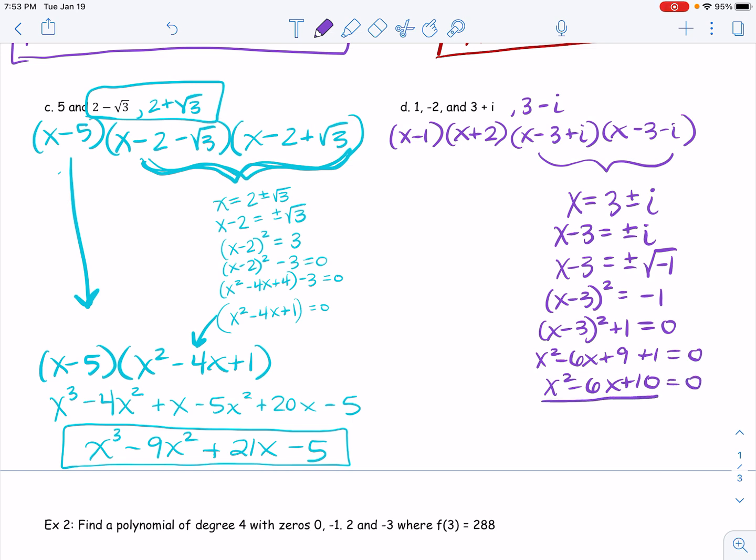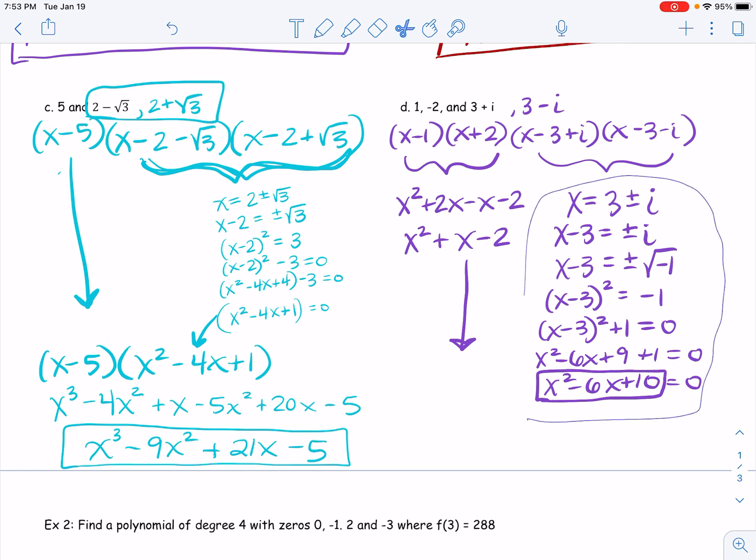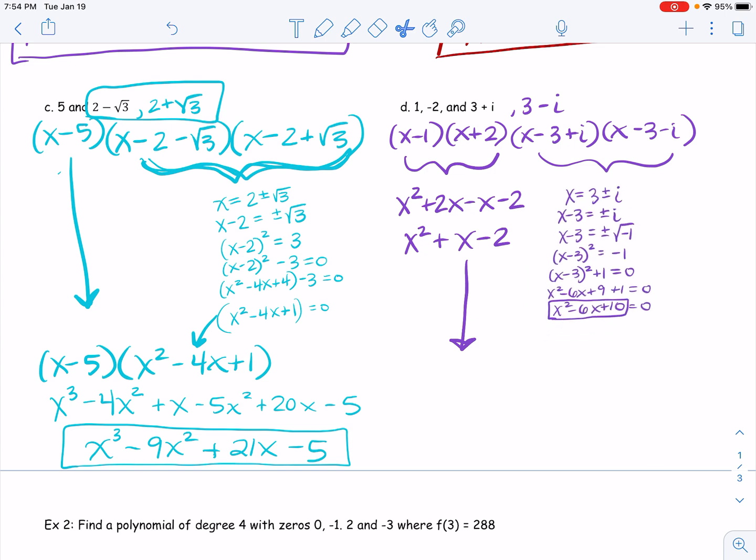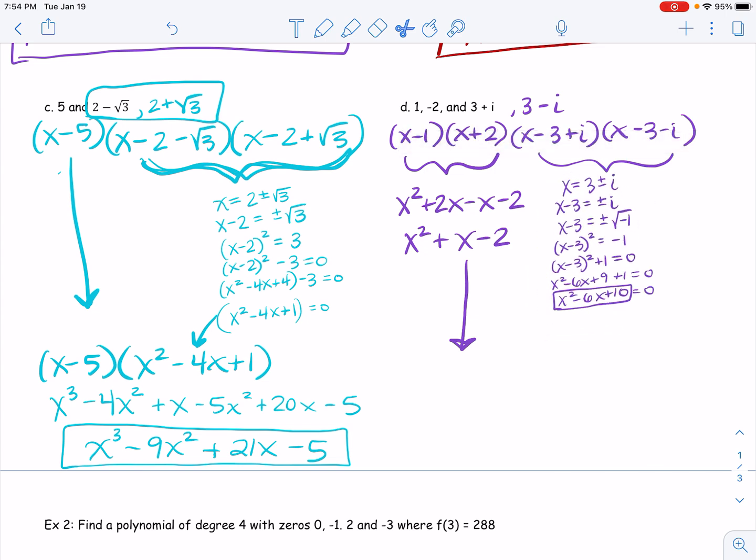So this is what it's going to get multiplied to. I got to FOIL this part out. X squared plus 2x minus 2. So that's just x squared plus x minus 2. So now I need to multiply those two trinomials together. So I'm going to make this a little bit smaller. I told you it was a lot of multiplying. Okay. Let me erase that.